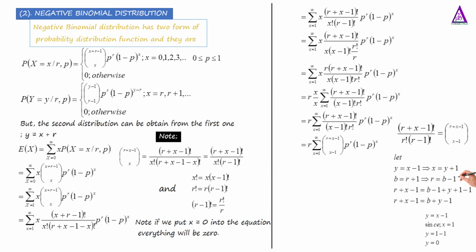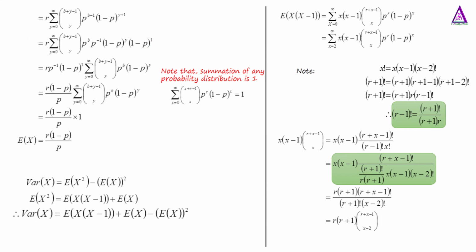And since we know that y equals x minus 1 and x equals 1, y equals 1 minus 1 there, so y equals 0. So by substituting b and y into the equation, we have this equation.